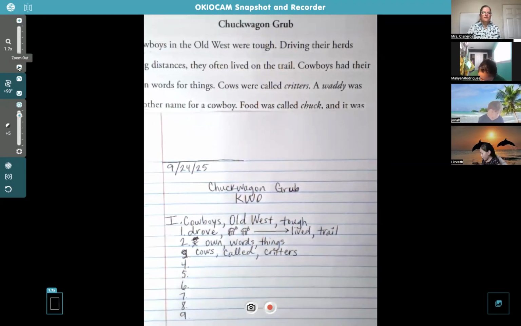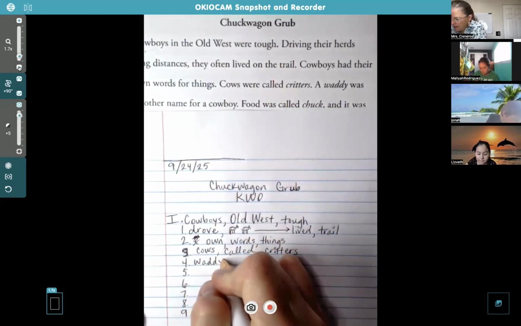We can put Waddy and then another. And then for cowboy, I'm thinking of CB. Or we can put Waddy, another cowboy, maybe? It's because I don't know what to put for name. Maybe we don't need another. Maybe we do name instead. What if you did Waddy name cowboy? Yeah, you like that one? Okay.